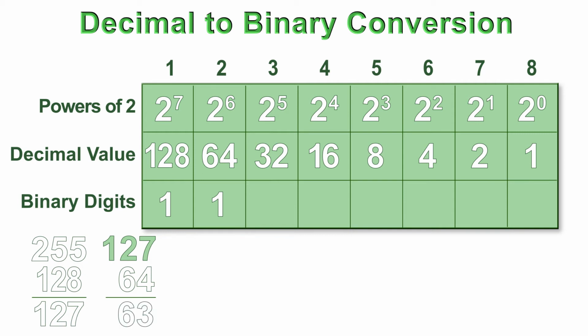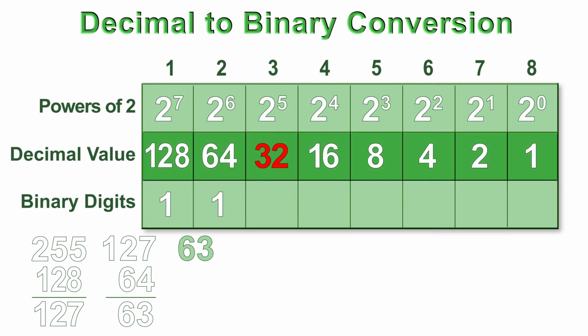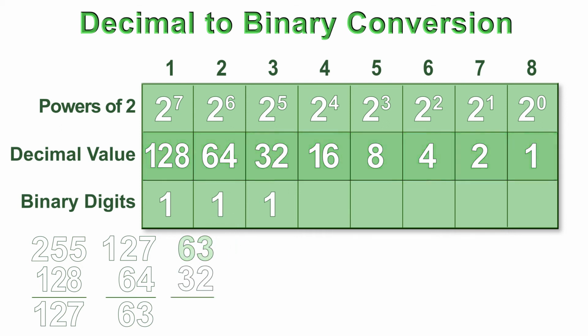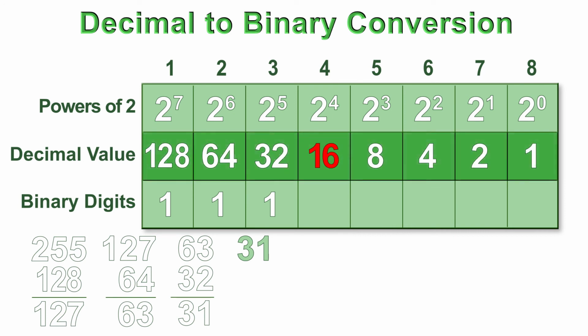Just keep on repeating that process now. We've got a remainder still, 63, so we want to identify what I can subtract from 63. We'll identify that 32 now is the highest value in the decimal row that I can subtract from 63. So I put a 1 into the binary digits row, do the math, subtract 32 from 63, and we have a remainder now of 31. Again, I'll take that remainder, 31, and look to see the highest value I can subtract from it. It's 16. I'll put a 1 in the binary digits row, and then do the math, subtract 16 from 31, and I get a remainder of 15.